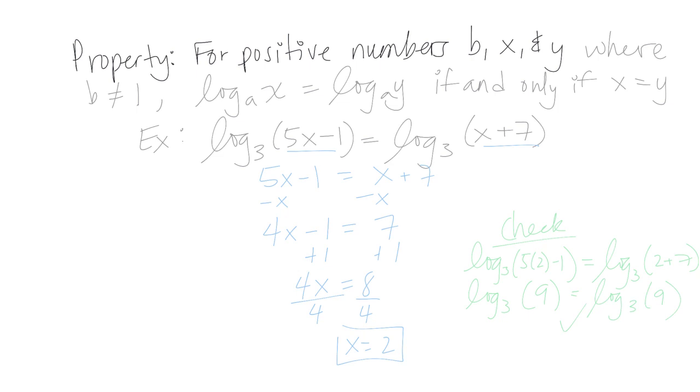So anytime you have a log with the same base equal to each other, and it's just those two logs being equal to each other, you just set what you're taking the logs of equal to each other, solve for x, and as always, always check. All right, we have one last type. The last type is going to be one where we have to use our properties.